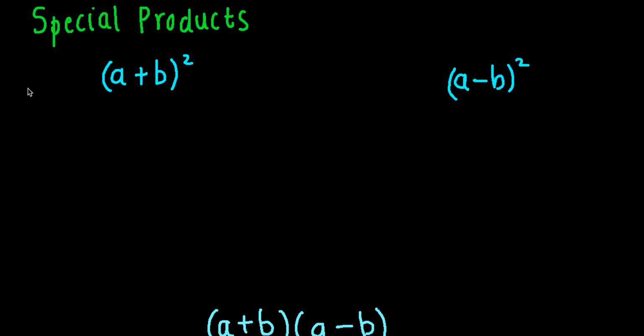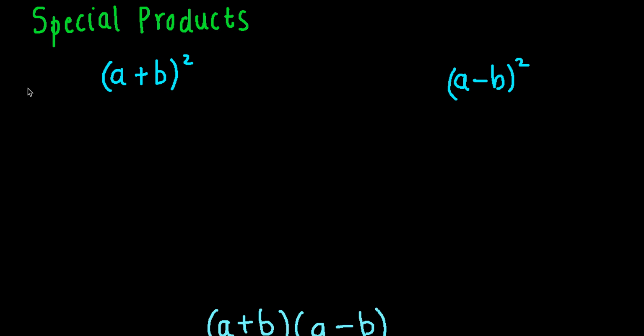Attend to this next lesson. As you can see, it's called special products. So in our very last lesson, we practiced multiplying surds together. And in that lesson, we looked at binomial products. Now, there are some special binomial products that we might come across, and I've listed three of them here.